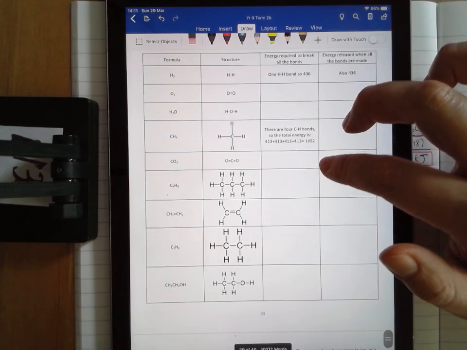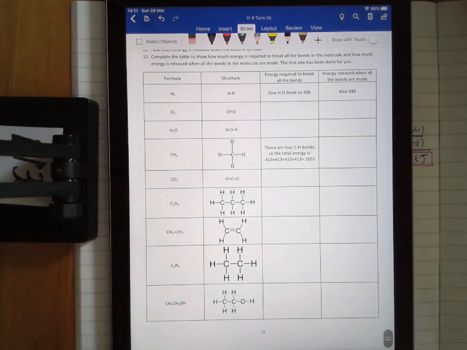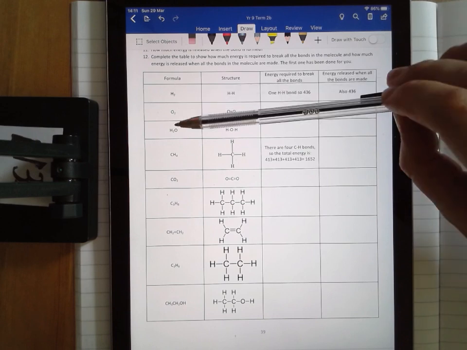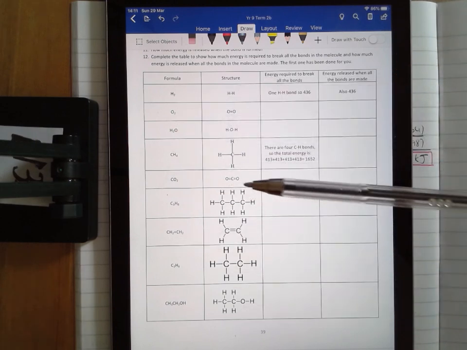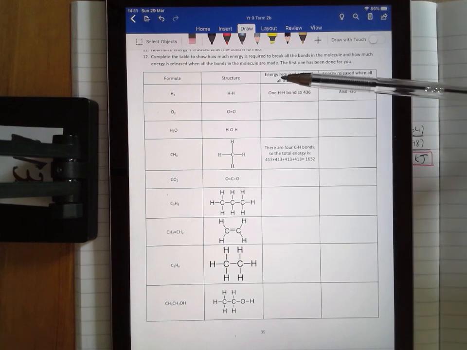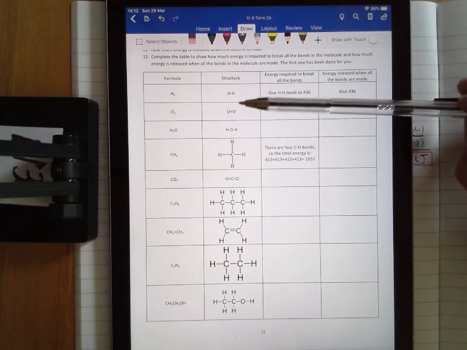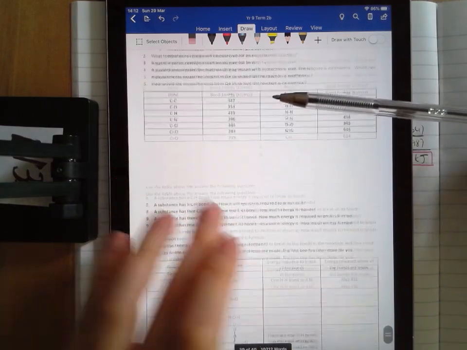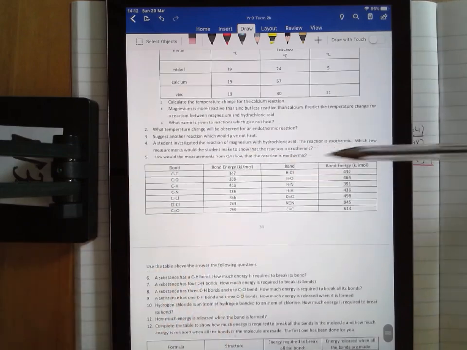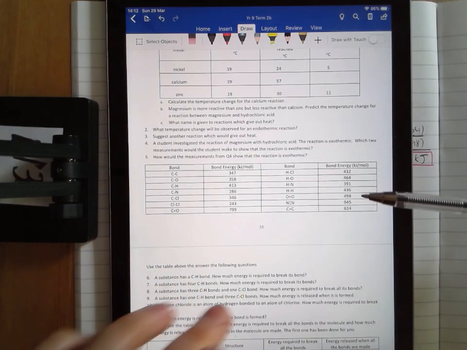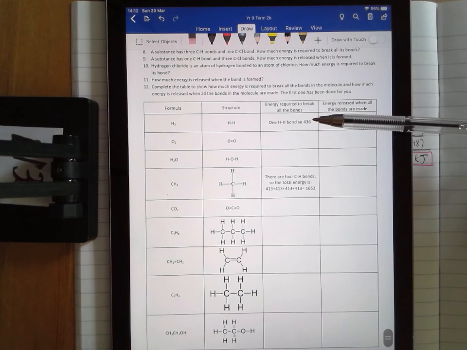Just a note on the table in question 12. So what I've done is I've given you molecules and I've drawn them out for you so you can see what bonds you need to break. And it asks you in the first column for the energy required to break all the bonds. So you use your table up here. So for example, the first one, you're breaking a hydrogen-hydrogen bond. You look at your table and you see that a hydrogen-hydrogen bond is 436 kilojoules of energy.